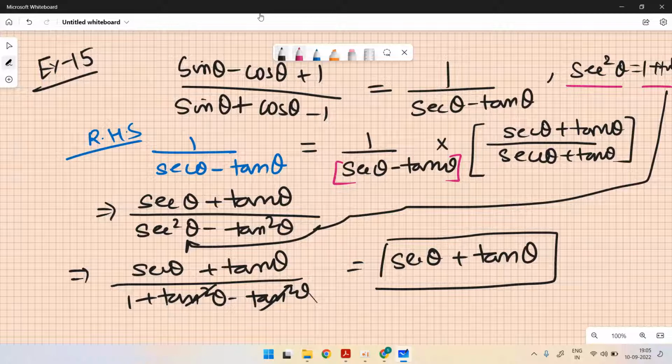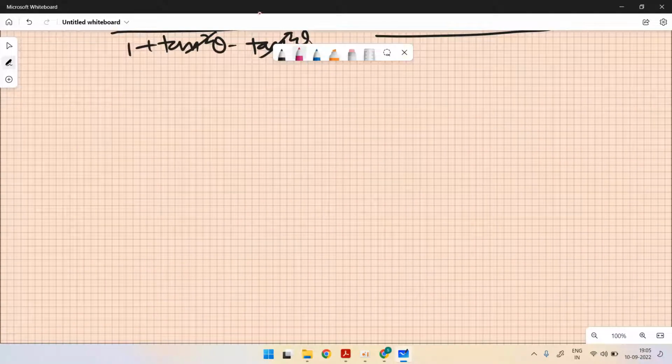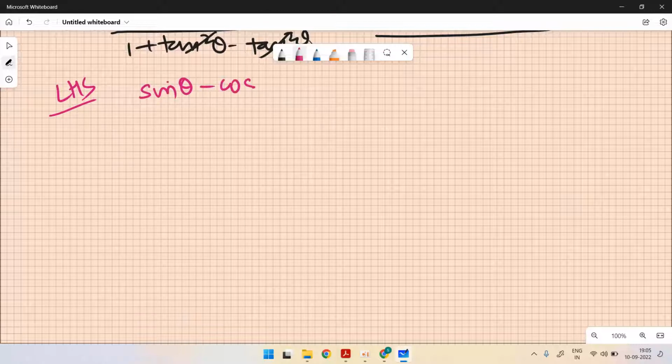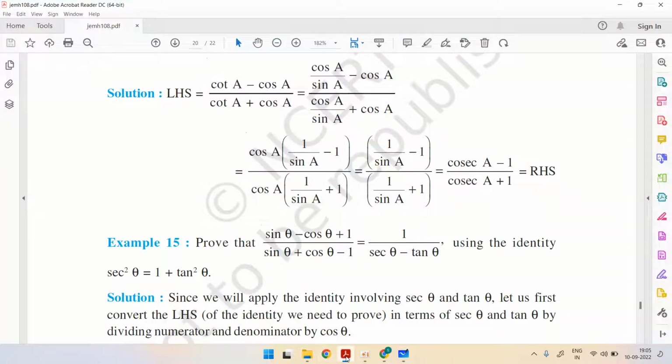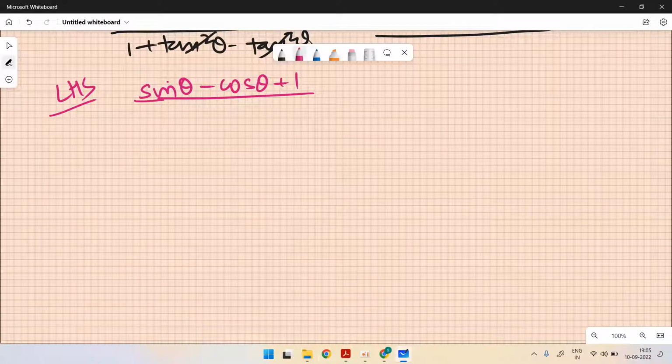Now I will be doing LHS. So my LHS is (sine theta minus cos theta plus 1) by (sine theta plus cos theta minus 1).